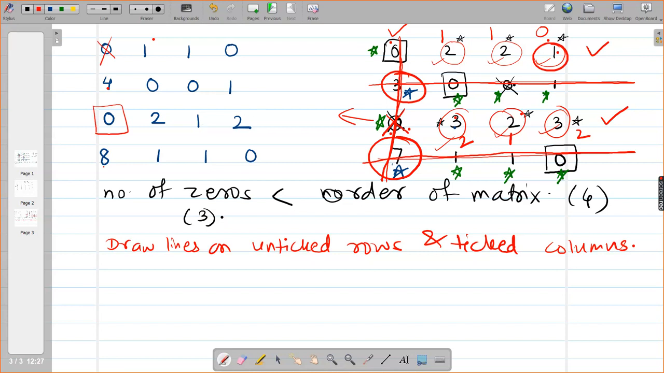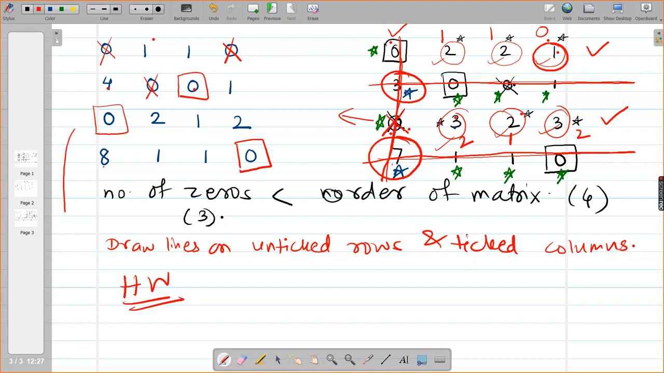Similarly, now there is a 0 in fourth row. If I assign this 0, I cannot assign this 0. And here I will assign any one of them. So let me assign this now. So again, what is happening? Do I get 4 zeros? No. So again, I have to use the same technique. So this is your homework now.